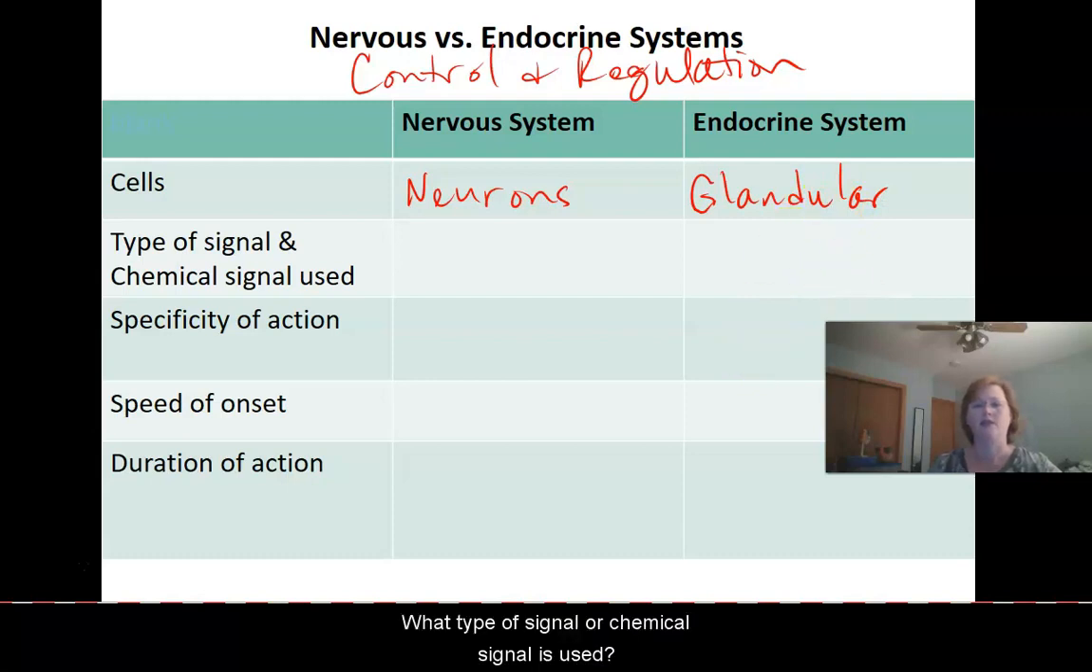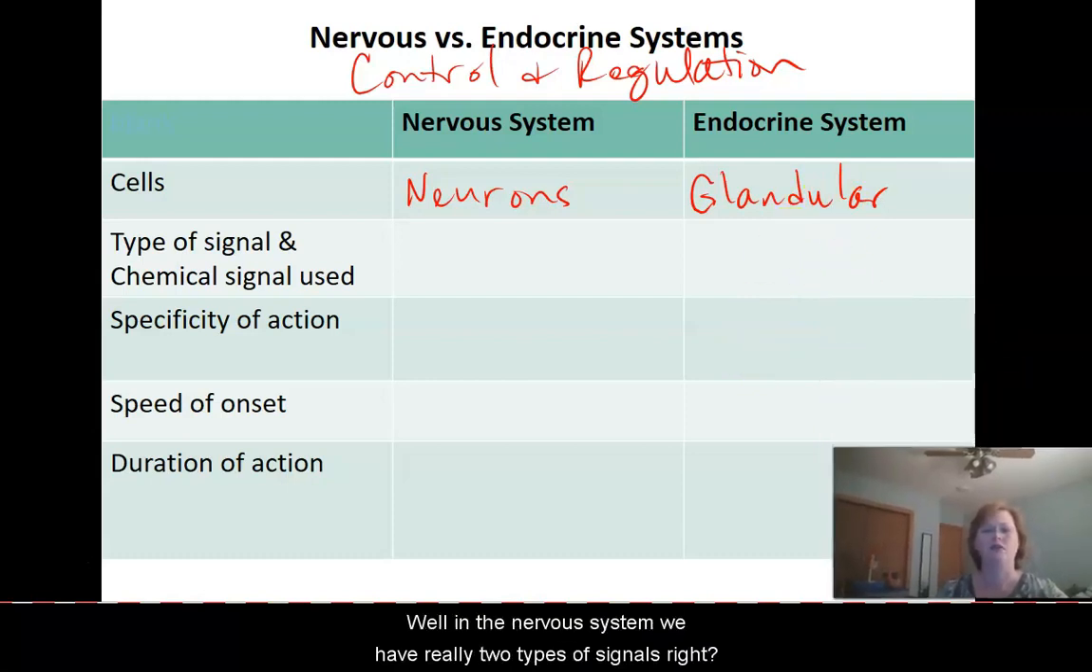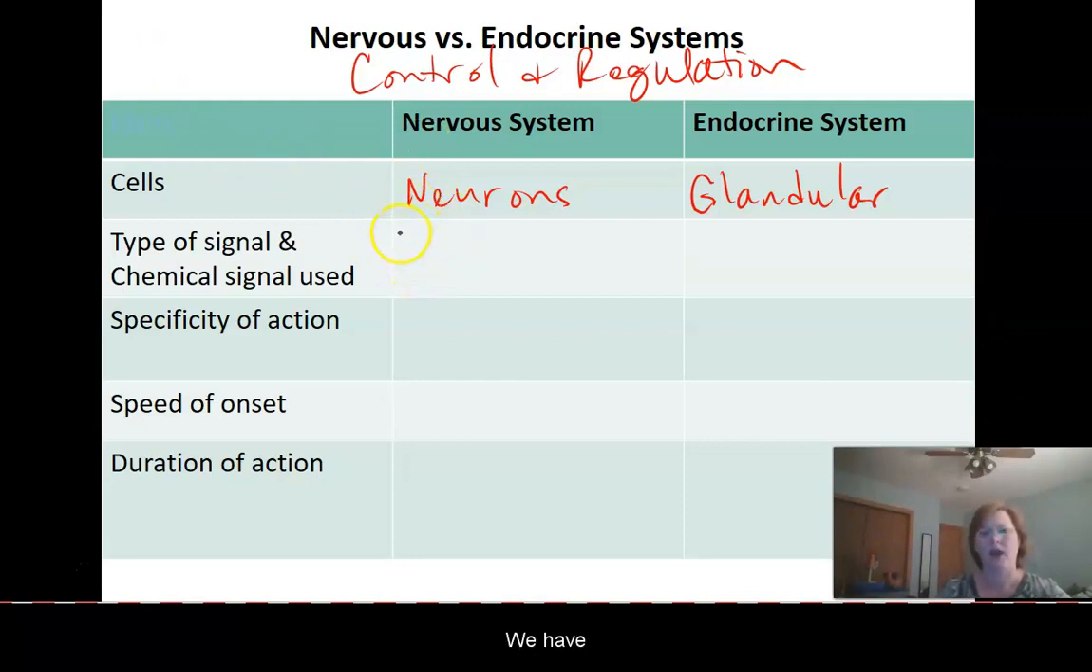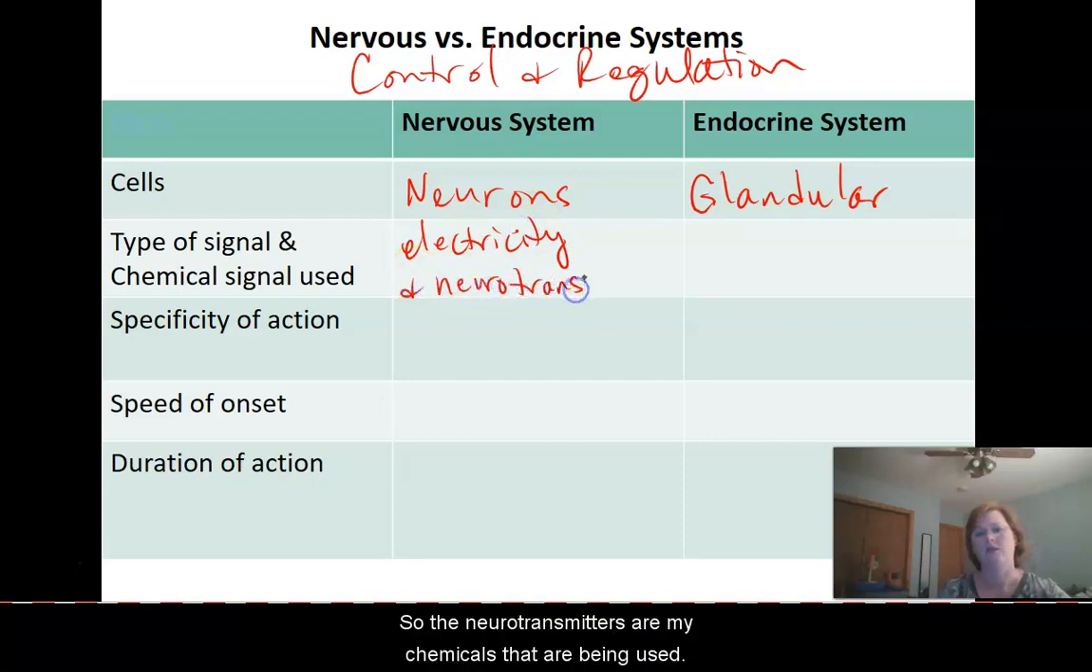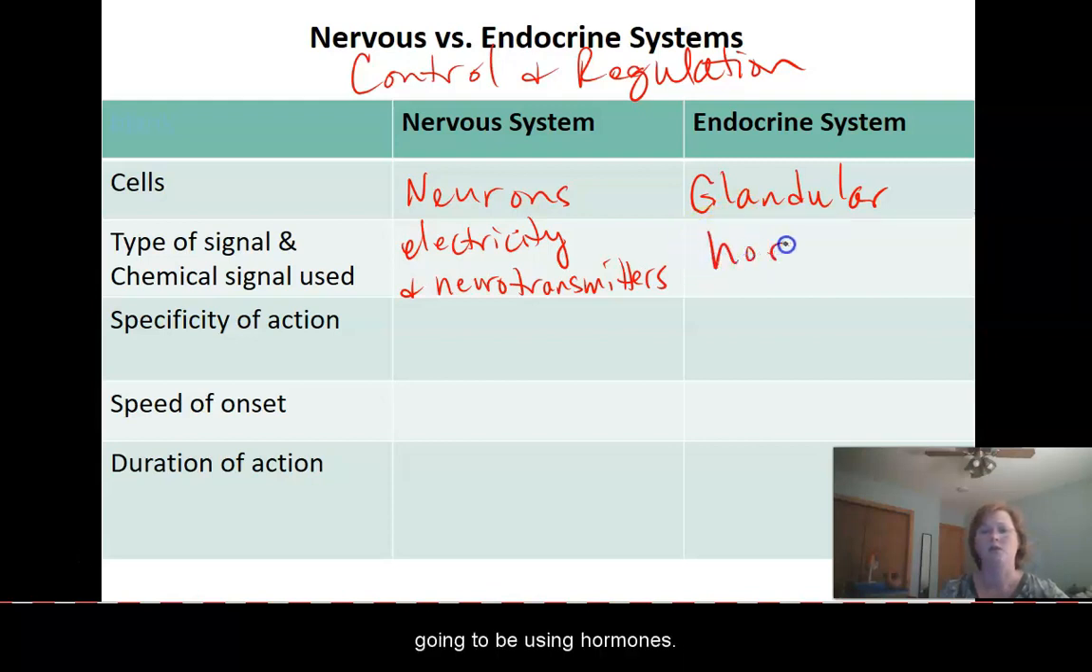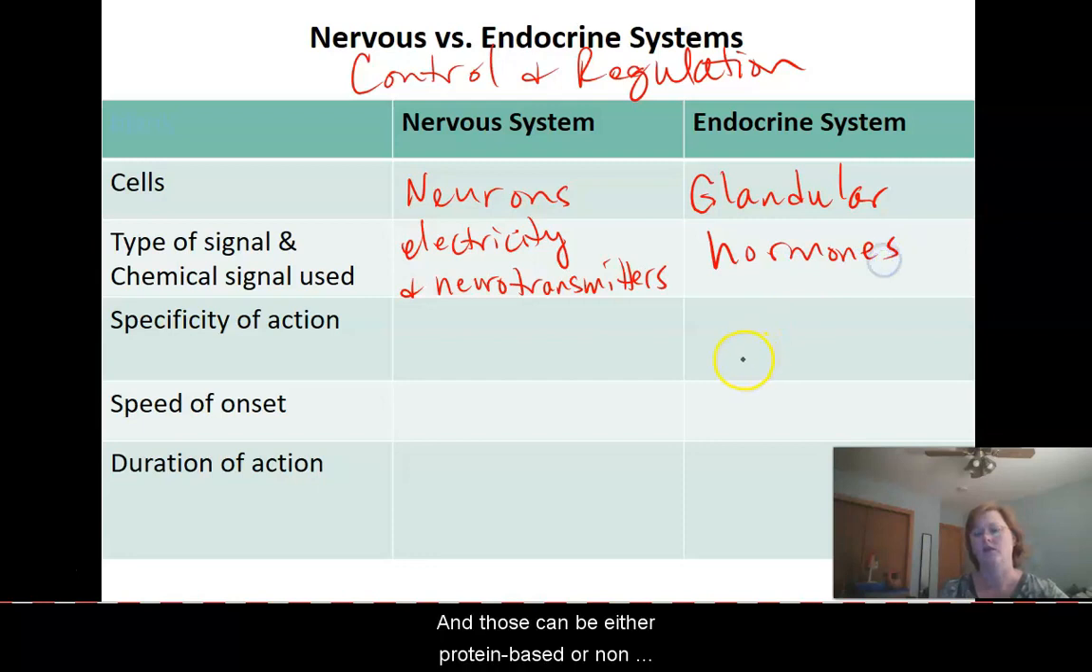What type of signal or chemical signal is used? Well, in the nervous system, we have really two types of signals, right? We have electricity, and neurotransmitters. So the neurotransmitters are my chemicals that are being used. The endocrine system is just using chemicals, and it's going to be using hormones. And those can be either protein-based or non-protein-based, which are lipids.